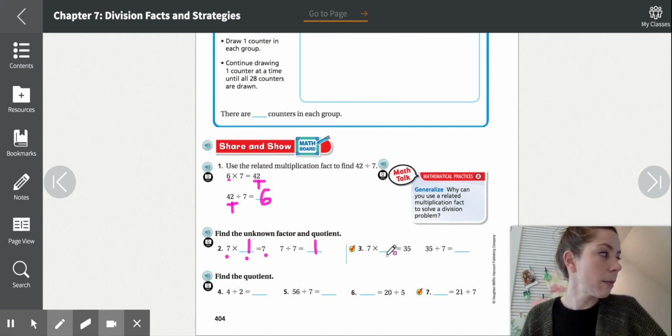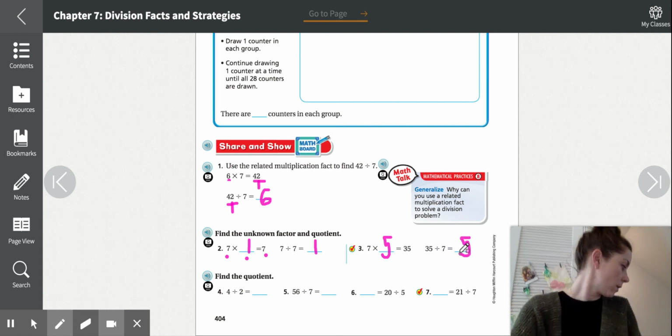Okay, let's try that again. What do you multiply by 7 to get 35? 7 times 5 is 35. So flip it backwards. 35 divided by 7 must be 5.